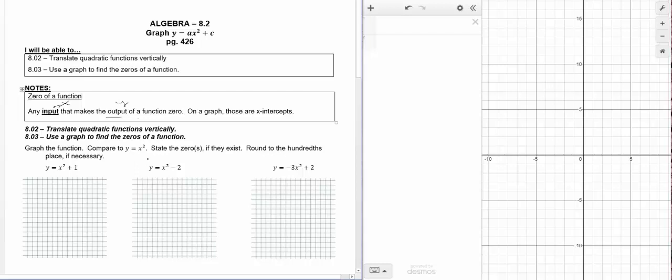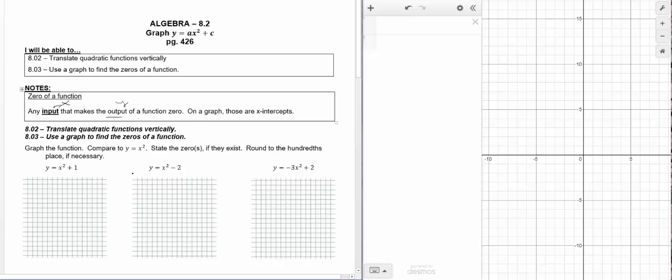For each of these, we're going to do some quick graphing. We're going to use a calculator, whether that's your Inspire, or I'm going to use Desmos today, to graph and compare some graphs, and then we're going to use those graphs to state some zeros, and we'll round to hundredths if we need to.